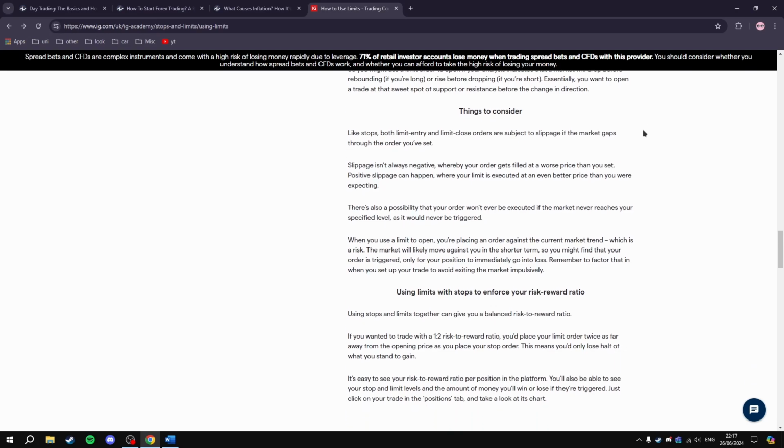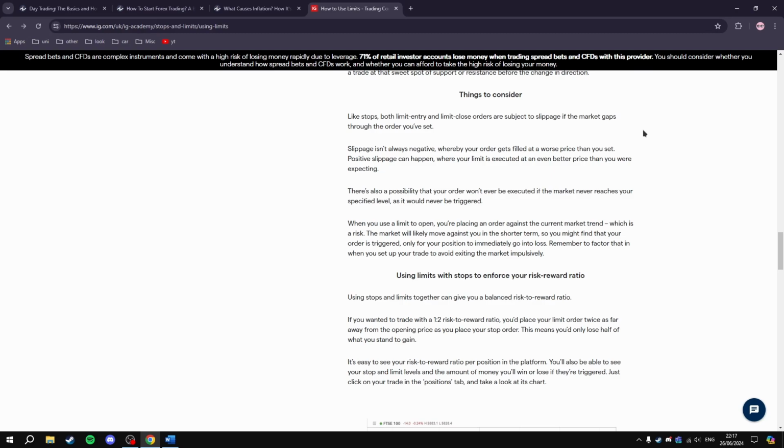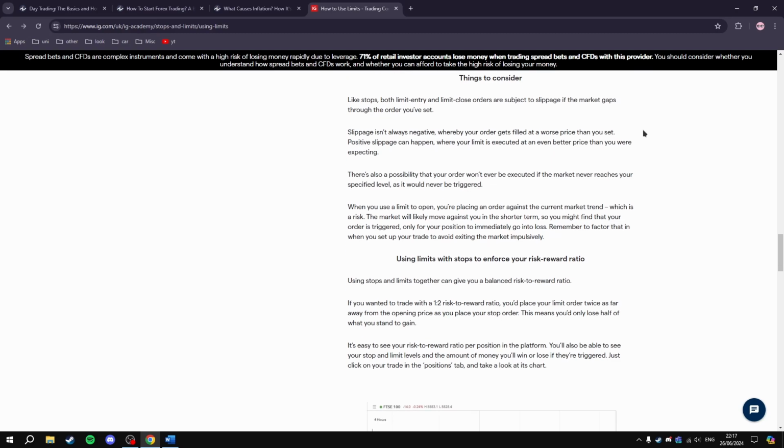Like stops, both limit entry and limit close orders are subject to slippage if the market gaps through the order you've set. However, slippage isn't always negative. You can get positive slippage as well, where your limit is executed at an even better price than you were expecting. It's also possible that your order won't be executed at all if the market never reaches your specified level, as it would never be triggered.